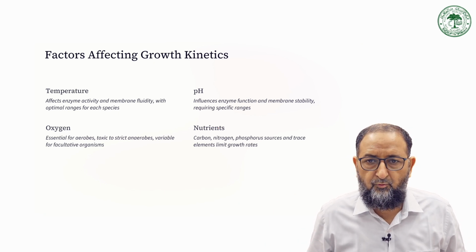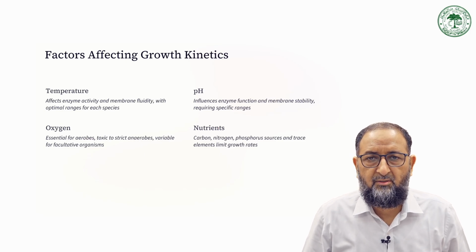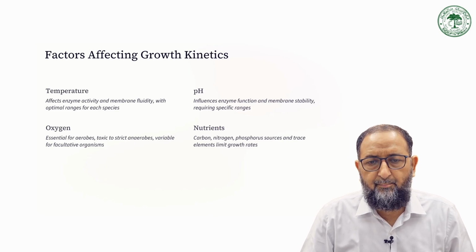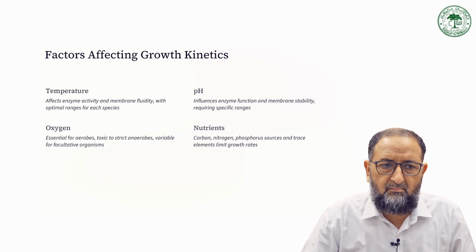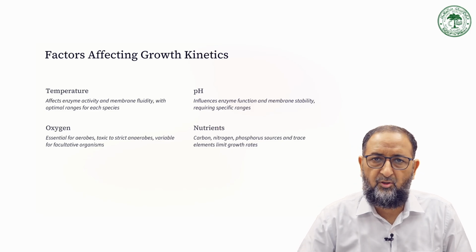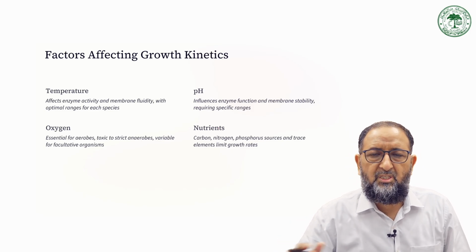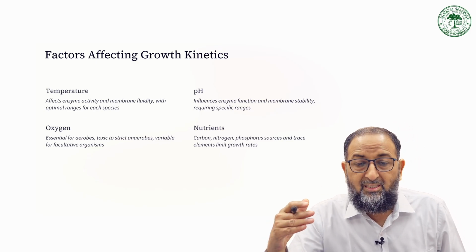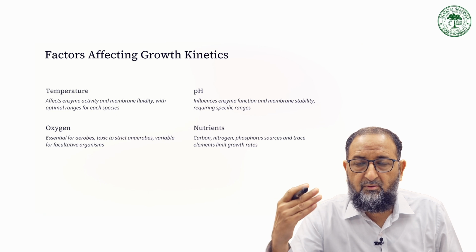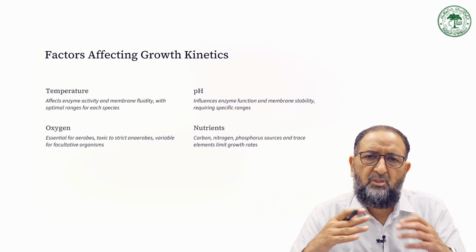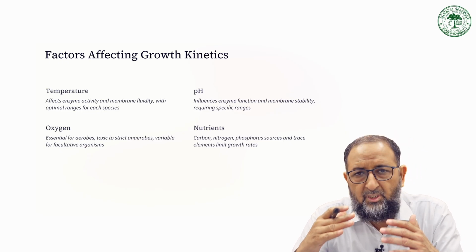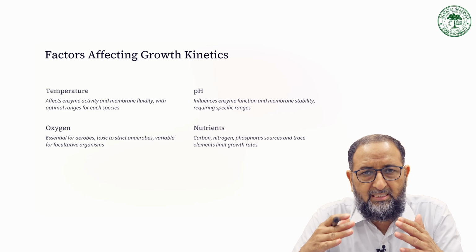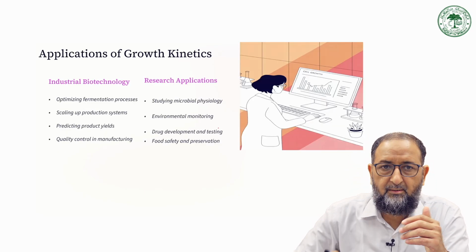pH again influences enzyme function, metabolite production, and various physiological activities, which can be changed or affected by the pH conditions. Oxygen, right? Aerobes, anaerobes, facultative anaerobes, strict anaerobes: all these different types of bacteria will be affected by the presence of oxygen. Then nutrients: we have carbon for energy production, nitrogen, phosphorus. All these nutrients which are provided for energy production are also important for maintaining the kinetics, or for stable kinetics.